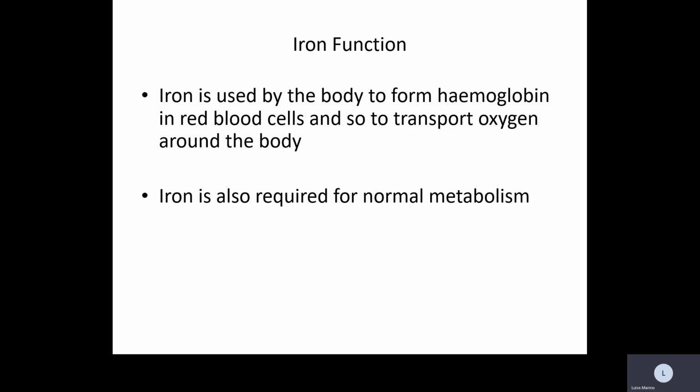So iron obviously is used to form hemoglobin in red blood cells, so it's required for the transport of oxygen around the body, and it's also required for normal metabolism. So if you have someone who's got iron deficiency anemia, they may be very breathless. Again, it can result in heart failure, and they may have low levels of oxygen saturation in their blood as a result.